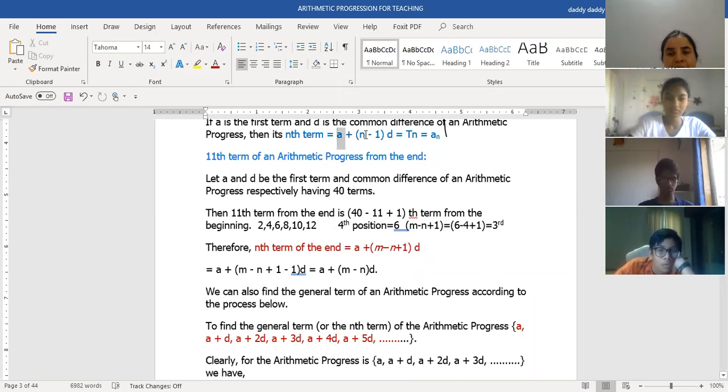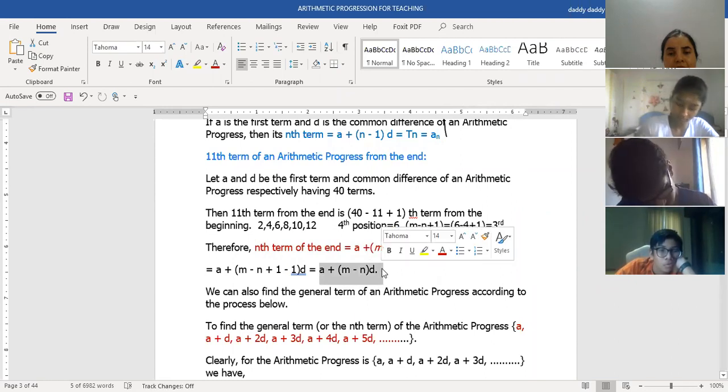Write this blue formula, then write this, and then write this one. Yes, ma'am. When we will do the questions, that time you will understand more clearly how to go about it.